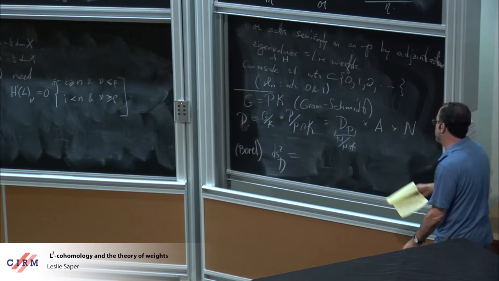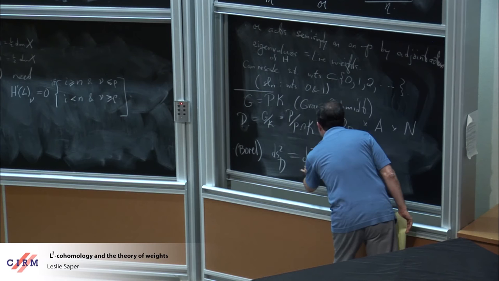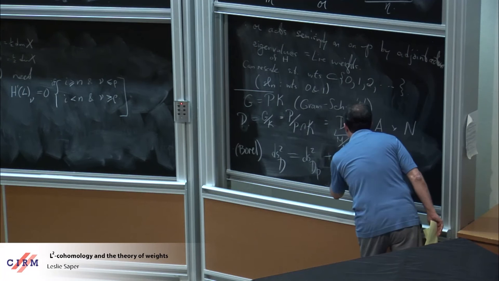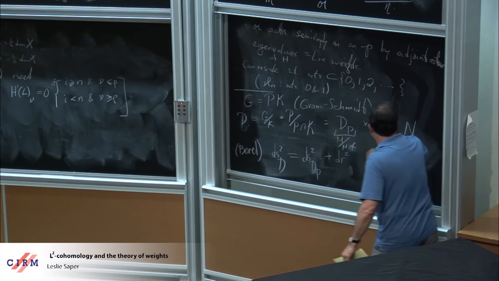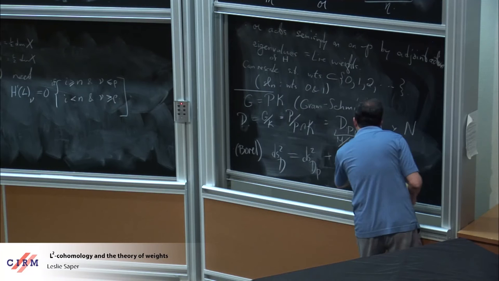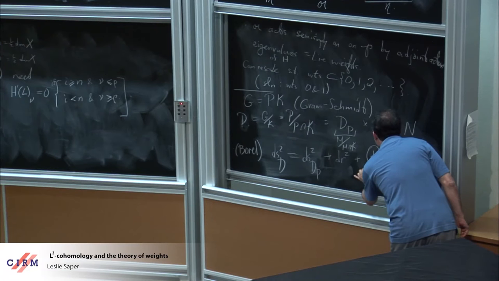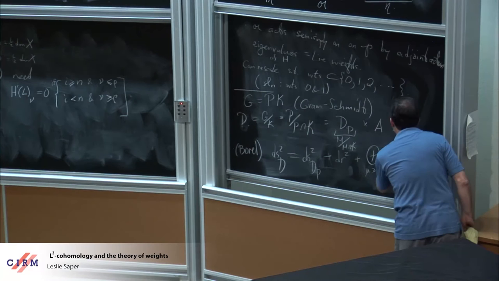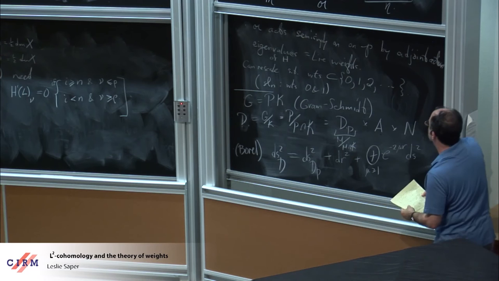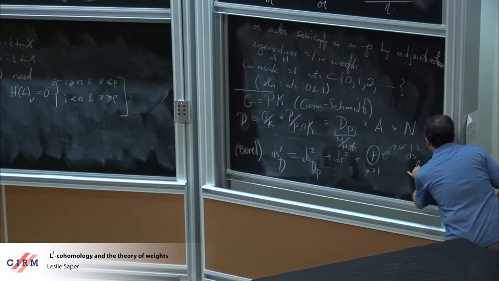the symmetric metric on D_P plus the metric on this A, which I'm going to again call dr squared. I'll use the coordinate r on the Lie algebra, which is isomorphic by the exponential map with A, and then a sum over weights, mu greater than or equal to 1, I've rescaled so they're all integers, of e to the minus 2 mu r times a metric on the corresponding weight space in the Lie algebra of N, n_mu. So we have something looking like over here.